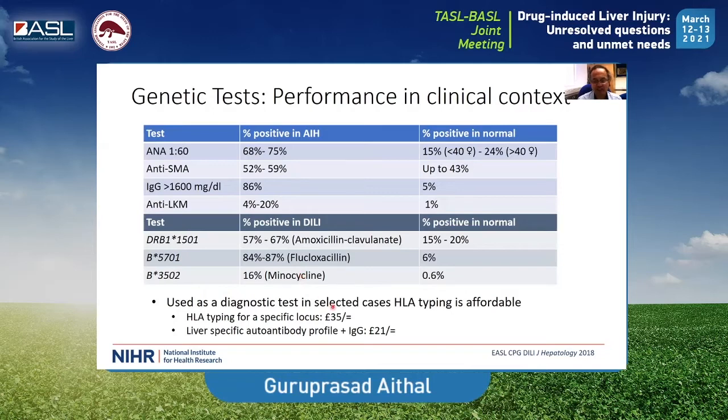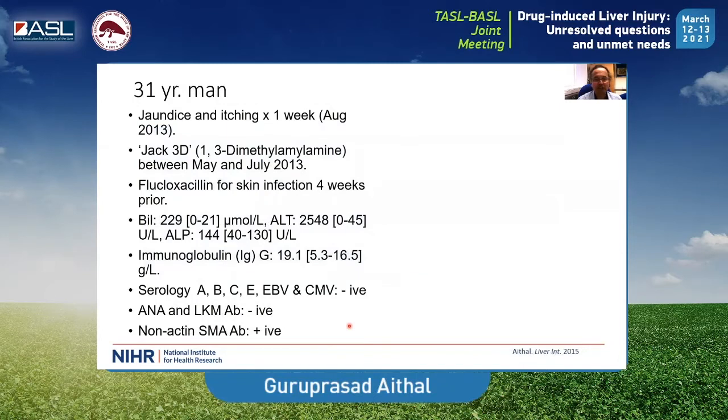And cost is not an issue either. If you look at the antibody profile that we all do thousands of times in practice, it costs 21 pounds in the UK currently. HLA genotyping of a specific locus will cost 35 pounds. So cost is not really an issue. How do we use it? I'll give you a few examples.